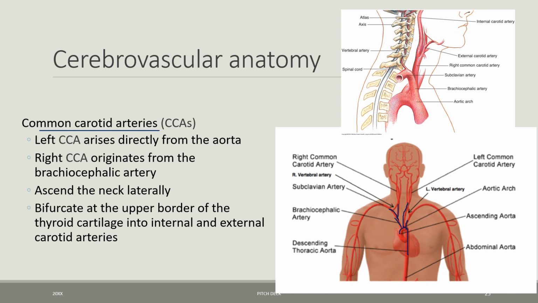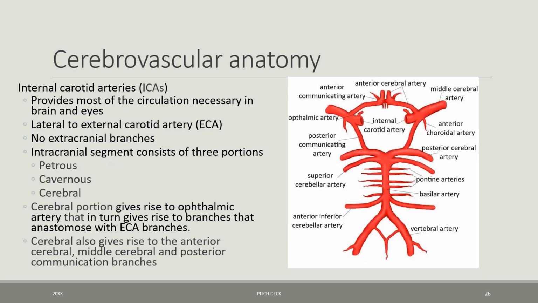So here you can look at this image. You see the left coming right off of the aorta, and here's the right coming off of that brachiocephalic. Up here towards that jaw, that's where our bifurcation is going to occur.